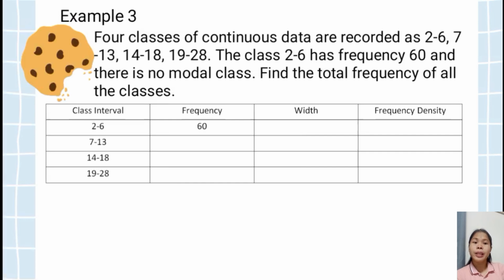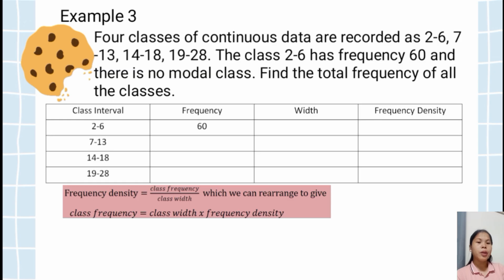So in a no modal class type of problem, you don't need to get the class boundaries, because you'd use boundaries if you were asked to estimate the actual mode value. So here, remember that in our previous lesson on histograms, I presented this formula to you, right? So we're going to use this one to complete the table and to find the total frequency of all classes. So 60 divided by 4, that would be 15. That means the frequency density of all the class intervals would be 15.